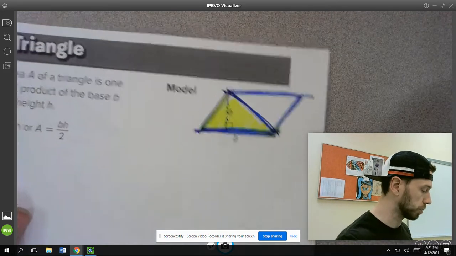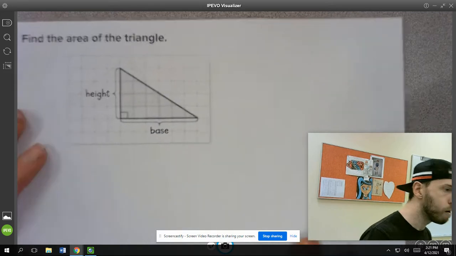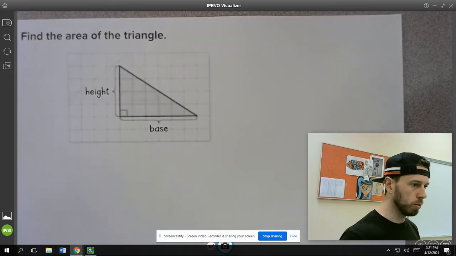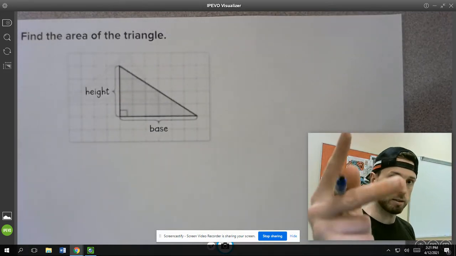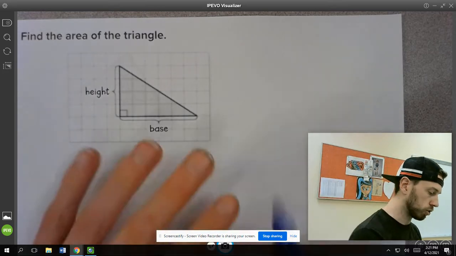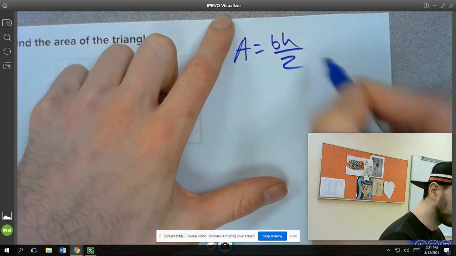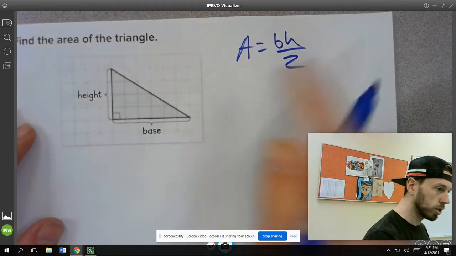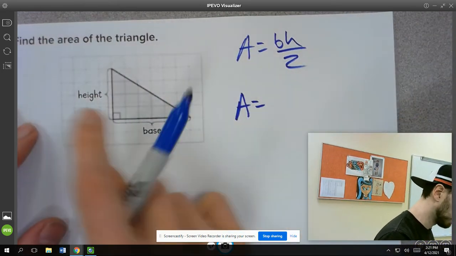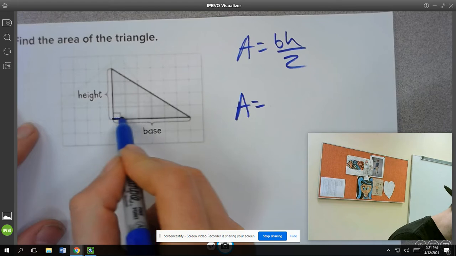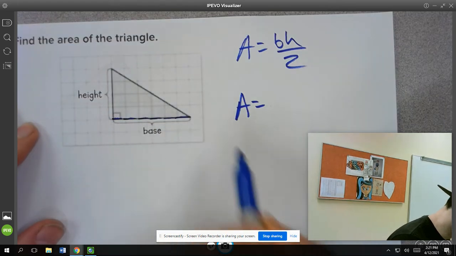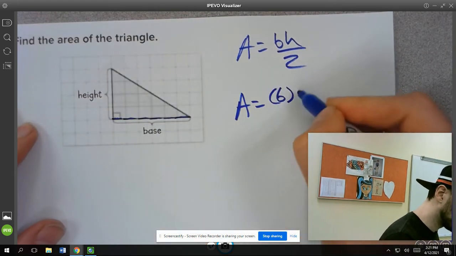Okay, so let's do a couple practice problems, see what that looks like. Here we go. We've got a triangle. We need 2 things, and 2 things only. We need the base and height of this triangle, because we're going to do the base times the height, and then we're going to take that and divide it by 2. Okay? So let's find the base here. The base of this is right across the bottom here. That's 1, 2, 3, 4, 5, 6 across. So the base is 6.